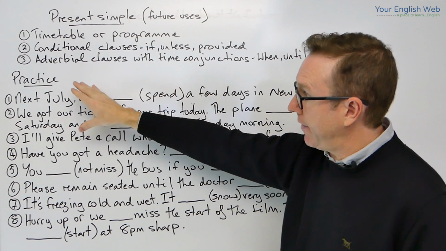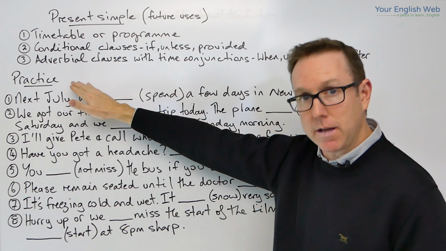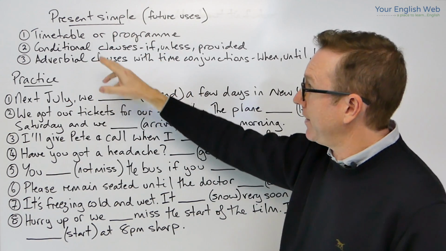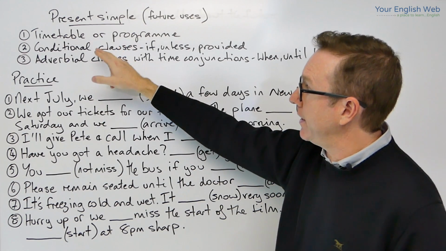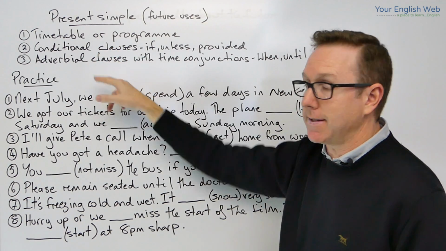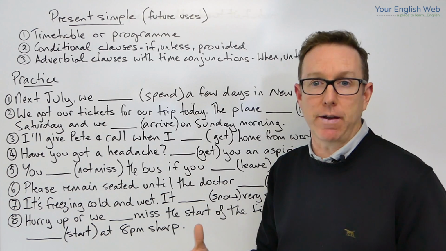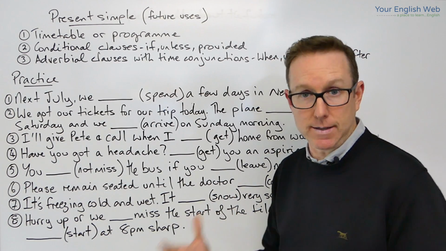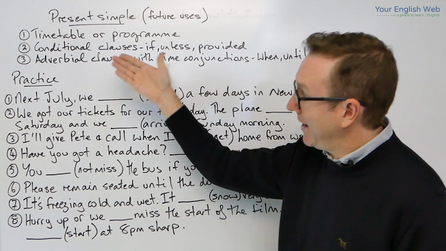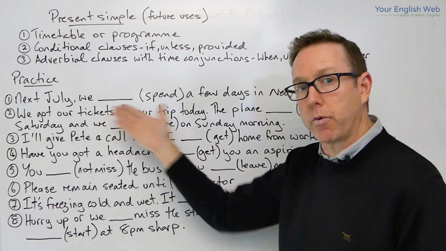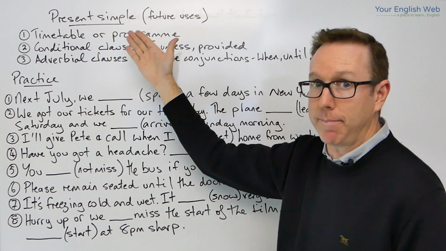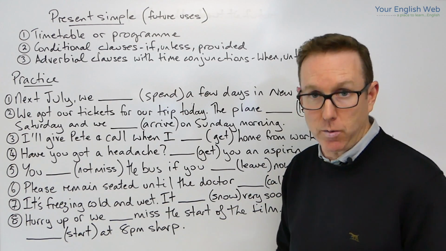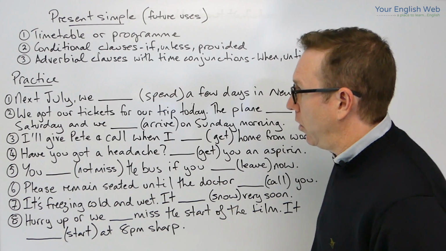Now we're going to have a practice to see when we can use the present simple in the future. Basically, if it's not one of these three specific examples, you have to use another future: will, going to, or the present continuous. So in the practice, we'll see through context whether we use the present simple or whether we need to use going to or will or the present continuous, as I said. So let's have a look.